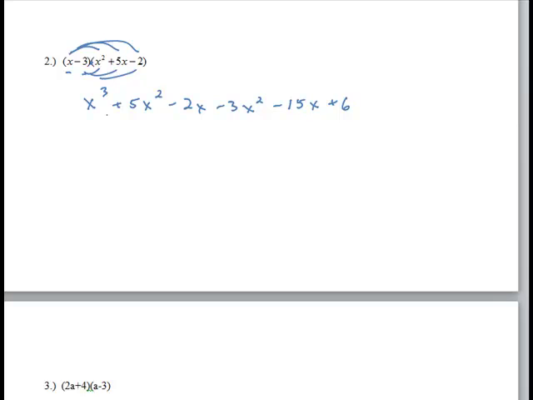In other words, combining like terms. Well, x cubed does not have a like term, so we just bring it down. 5x squared and negative 3x squared combine to give us 2x squared. Negative 2x and a negative 15x, negative 17x. And that last constant, 6, does not have a like term, so we bring it down as well. So the final simplified answer in standard form, x cubed plus 2x squared minus 17x plus 6.